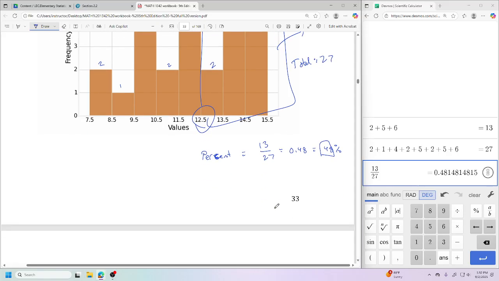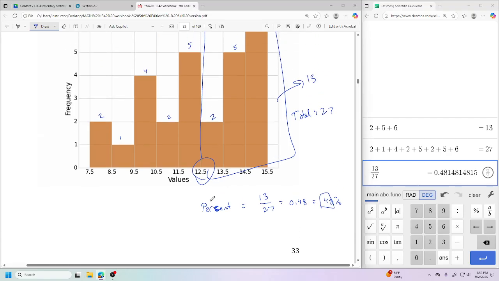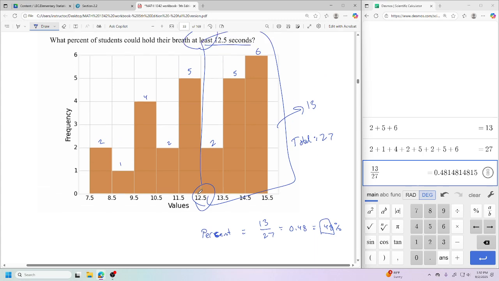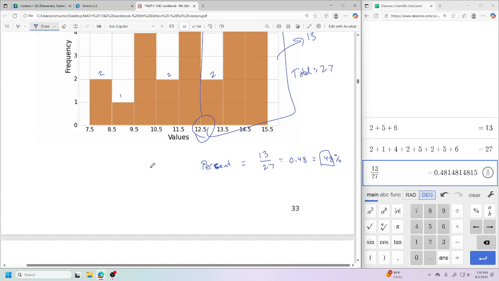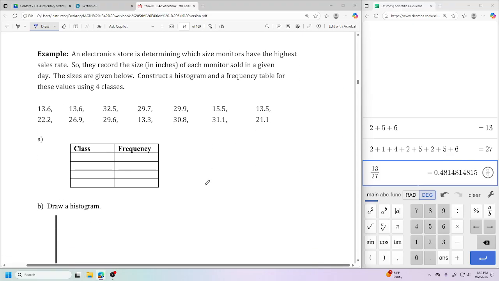We're on page 33 in the workbook. 2.2. We're doing 2.2 right now. Okay, I'm going to scroll on. Good. All right, cool. So here we go again, another one.